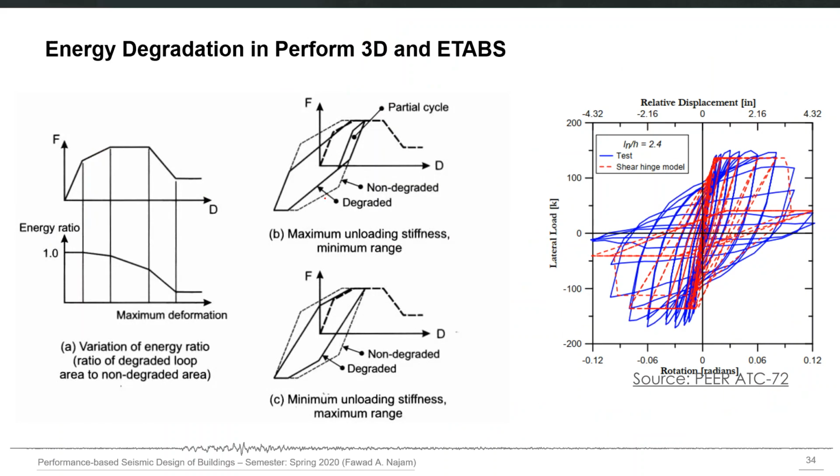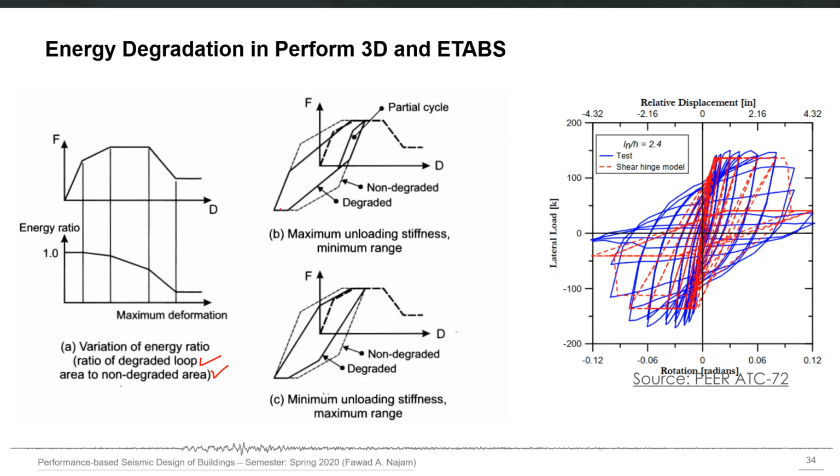So in ETABS or in Perform 3D, you have to account for the effect of cyclic degradation by using an energy degradation factor, also sometimes called the energy ratio. So it is the ratio of the degraded loop area after a few cycles divided by the non-degraded area. So after certain cycles, you know that the loop will get degraded and the area under the degraded loop will reduce.